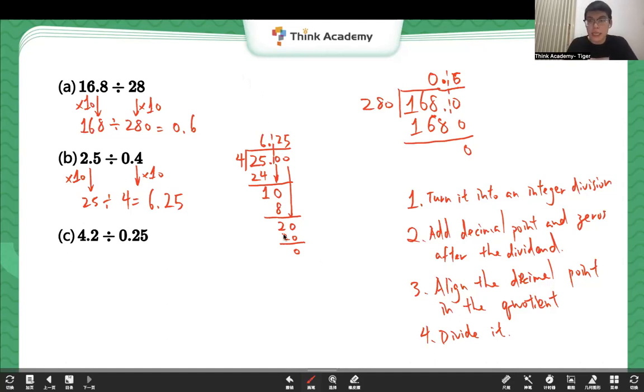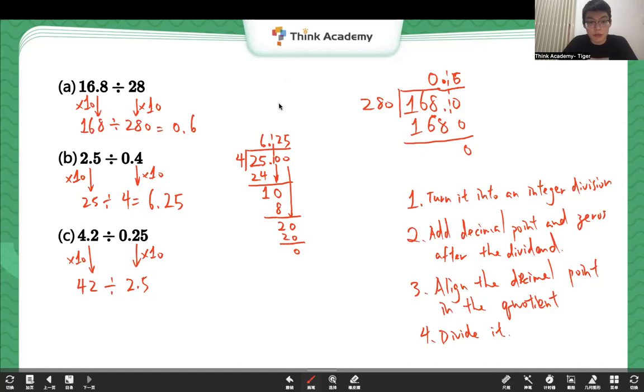And for section C, 4.2 divided by 0.25. If I multiply 10 to 4.2, it's going to end up with 42. If I multiply 10 to 0.25, it's just 2.5. So, well, I still have a decimal.